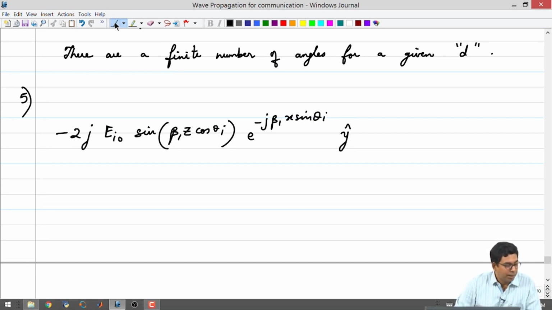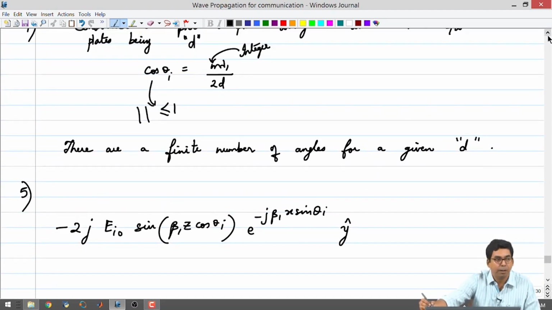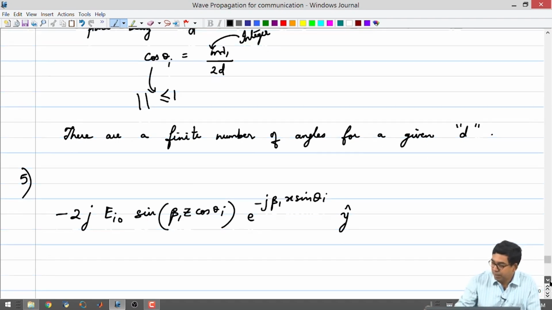I'm going to take the total field expression, and all I am going to do is substitute for cos theta I. I know that cos theta I, the way we have written here, is m lambda 1 divided by 2d. Of course, the choice of m has to be guided by the principle that the modulus of cos theta is less than or equal to 1. So I want to make some substitutions: cos theta I as m lambda 1 by 2d, and sin theta I as the square root of 1 minus cos squared theta. I just want to make that substitution in the total field expression.